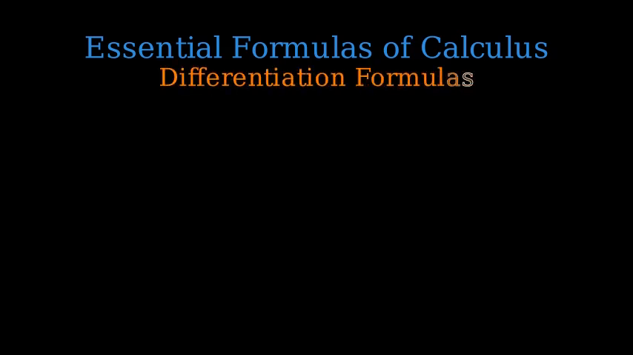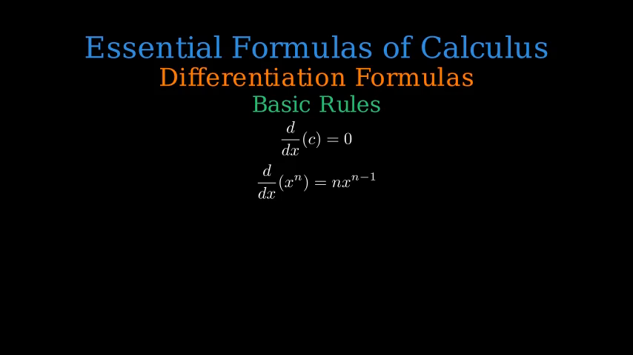Differentiation is the process of finding the rate of change or the slope of a function. First, let's look at the basic differentiation rules. The derivative of a constant is 0. The derivative of x to the power of n is n times x to the power of n minus 1. These form the foundation of differentiation.